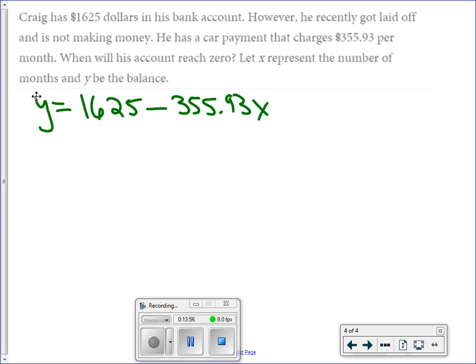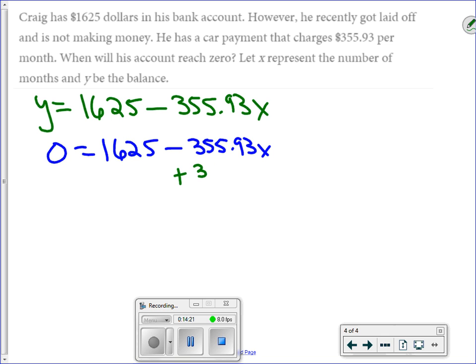I want to figure out when he's going to run out of money. So that is not an X value, that is a Y value, because Y represents money, X is months. So 0 is going to equal $1,625 minus 355.93x. I'm going to do inverse operations, addition property of equality, so that I can isolate X. I like working with positives, so that's why I'm adding this over.